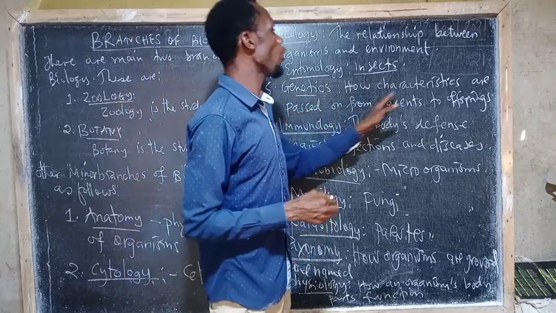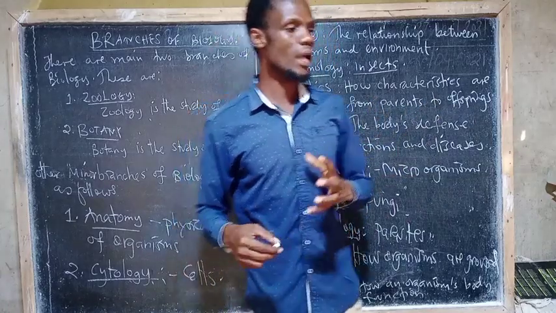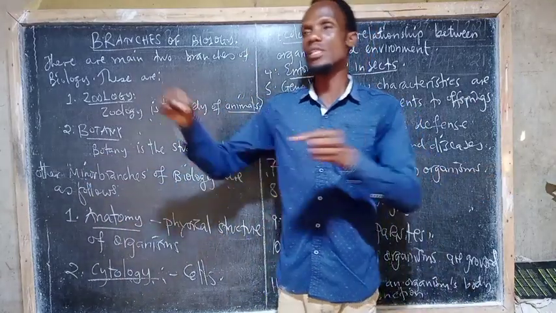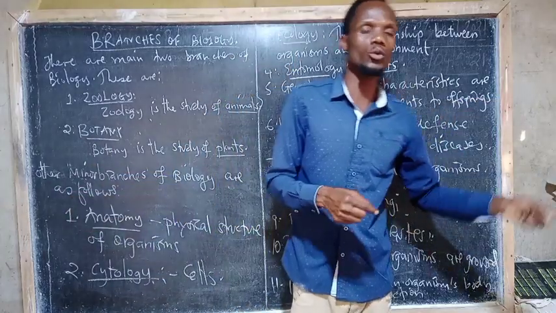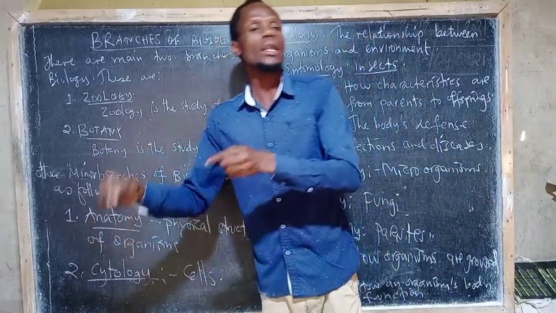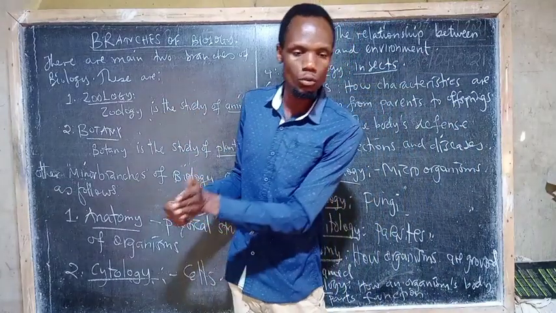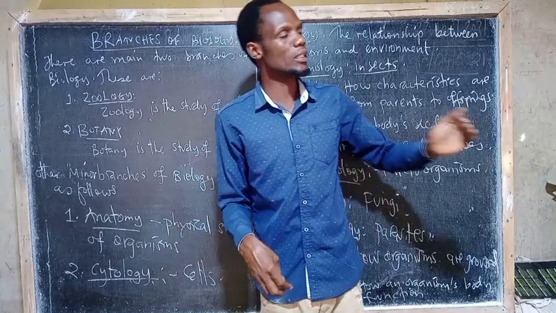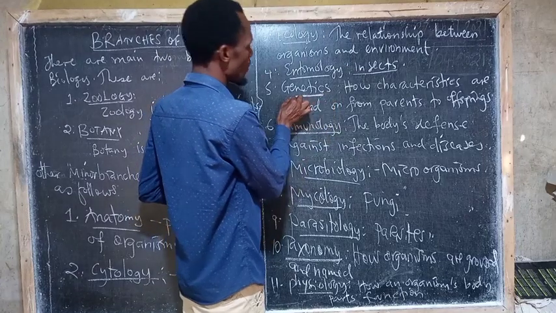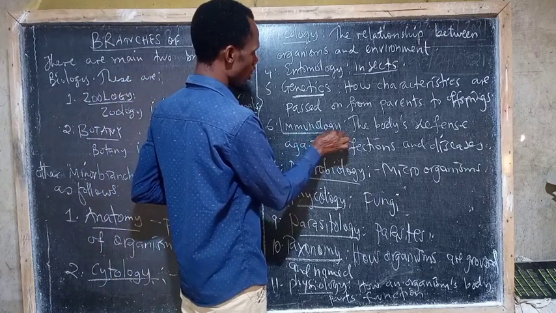Halafu genetics, how characteristics are passed on from parents to offspring. Zile tabia ambazo zinarithishwa kutoka kwa mzazi kwenda kwa mtoto. Maana yake mzazi wa mdudu kwenda kwa mtoto wa mdudu, au mzazi wa binadamu kwenda kwa mtoto wa binadamu, ama mzazi wa ng'ombe kwenda kwa mtoto wa ng'ombe. Maana yake ule ufanano, zile tabia ambazo zinarithishwa kutoka kwa kiumbe kimoja kwenda kwa kiumbe kingine, hiyo tunaita genetics. Huyu anafanana sana na mjomba, huyu anafanana sana na baba yake, hiyo ni genetics. Lakini tunajifunza vilevile immunology.